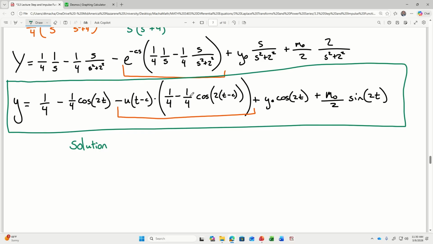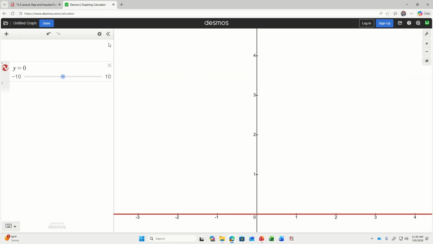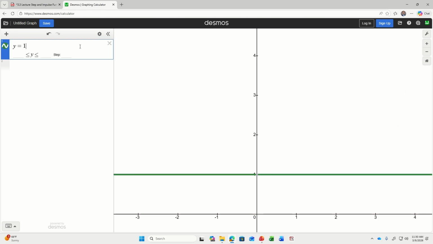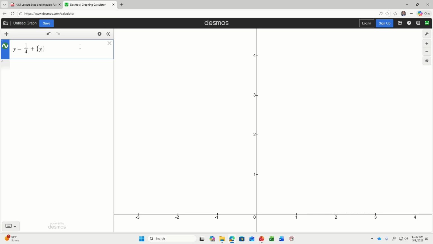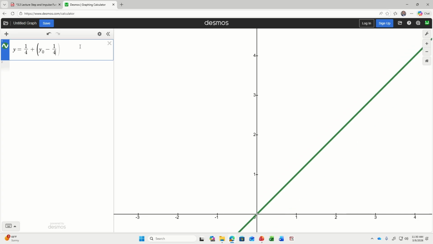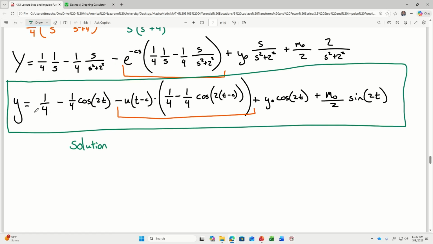But let's take a look at what the solution looks like in Desmos. It's going to take a minute to type it all out, but we're going to have y equals 1/4 plus y0 minus 1/4 cosine of 2t plus m0 divided by 2 times sine of 2t. So I captured everything except for the unit step part.